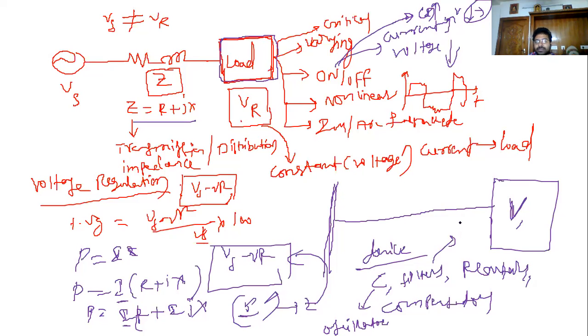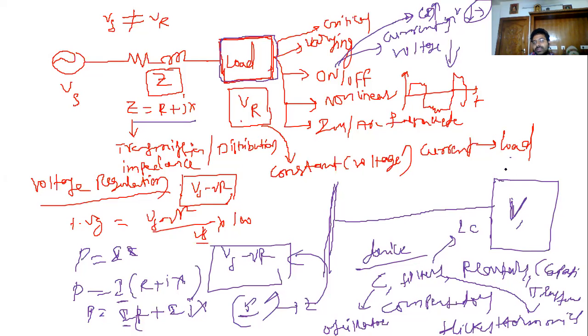Filters: we use LC filters, an inductor and a capacitor, to reduce the harmonics in the system. We use these filters to reduce harmonics, which are some flickers in the system. Now we can use some reactors, some capacitive reactors, tap changing transformers, or transformers to maintain constant voltage at the terminal side, at the load side.